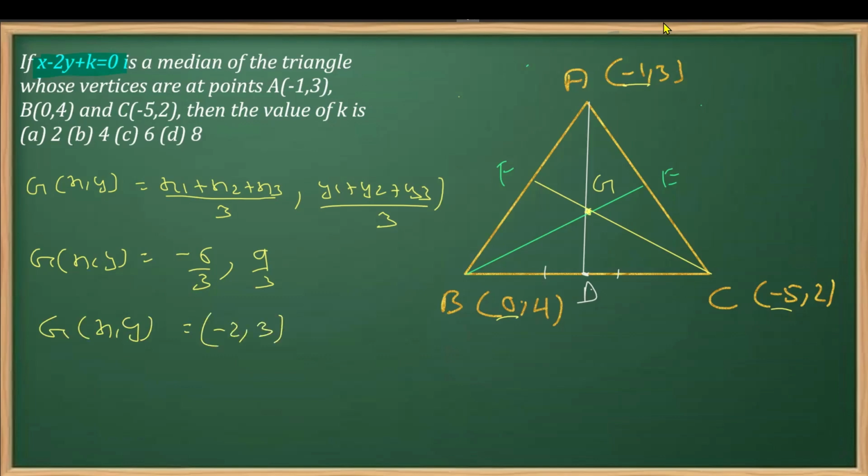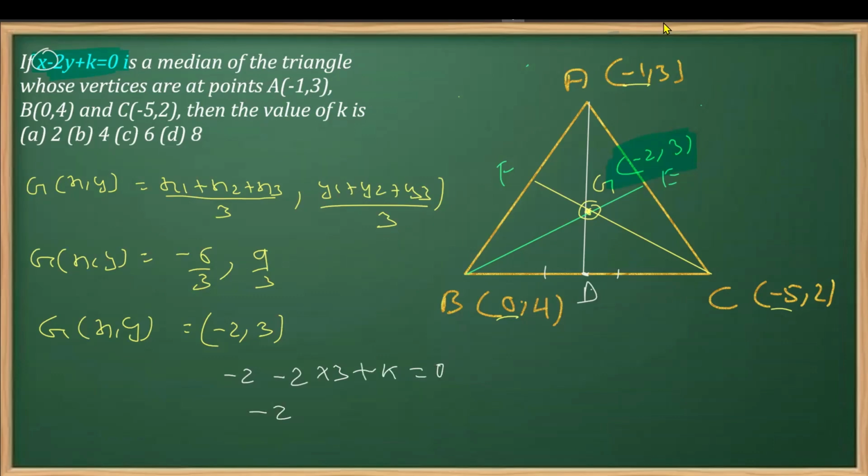Now, once we get the coordinates of the centroid, irrespective of which median this equation represents, it will satisfy this point, because as you can see, this point is common to all three medians. So this coordinate will satisfy this equation. That's what we are going to do: plug in x as -2 and y as 3 into the equation, plus k equals 0.